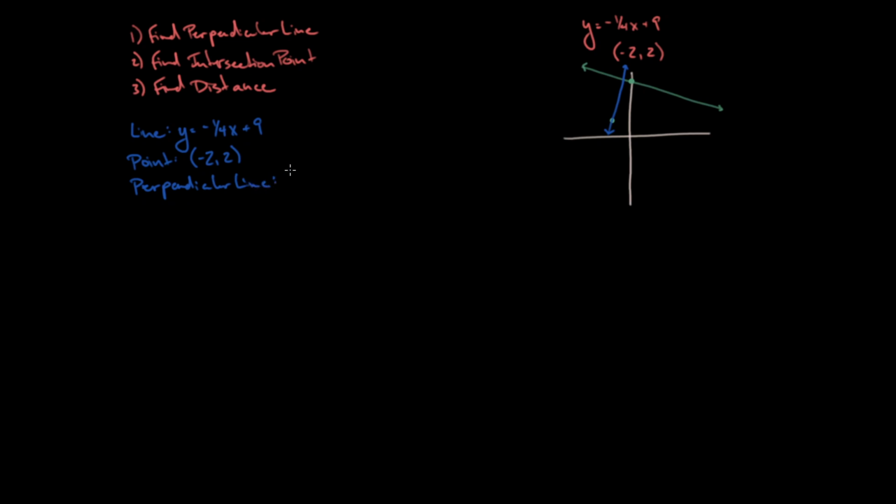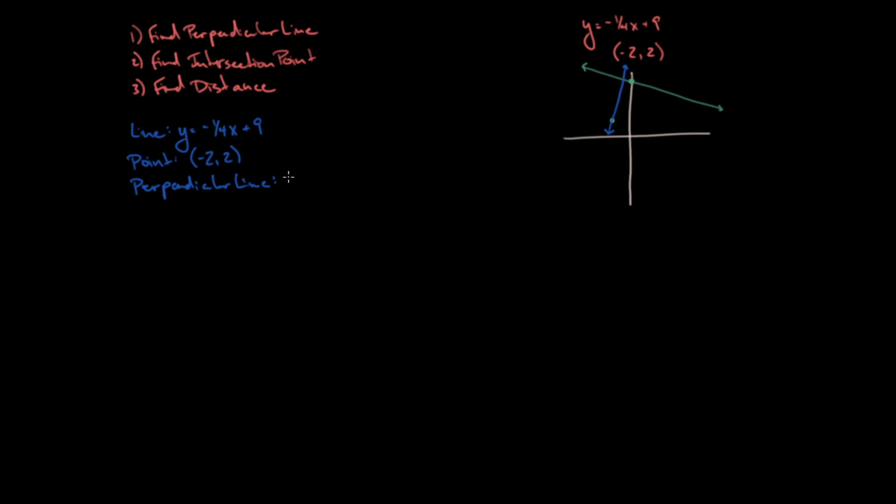Okay, so what do I know about my perpendicular line? Well, I know a point that it goes through: negative 2, 2. And then I know the slope of it as well, which may not be obvious. What I do know about perpendicular lines is that two lines that are perpendicular to each other will always have opposite reciprocal slopes. In this case, I have the line y equals negative 1/4 x plus 9, so my new line will have the opposite reciprocal slope of negative 1/4. So it will be a slope of 4. If I know both my slope and a point that it goes through, it would be most advantageous to use point-slope form to find the equation of this new line.